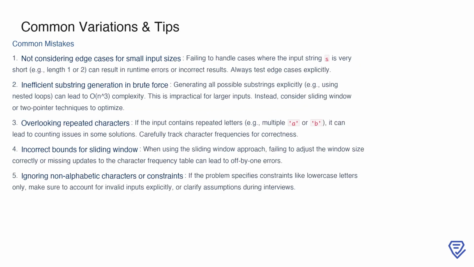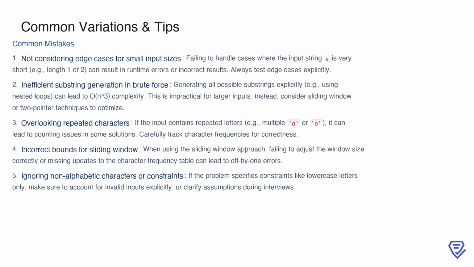When tackling this problem, there are several common mistakes to watch out for. First, ensure you handle edge cases with very short input strings, like those of length 1 or 2. Neglecting these can lead to runtime errors or incorrect results, so always test these edge cases explicitly. Next, avoid generating all possible substrings explicitly in a brute force manner, as this can result in n cubed time complexity, which is impractical for large inputs. Instead, optimized approaches like sliding window or two-pointer techniques are much more efficient.